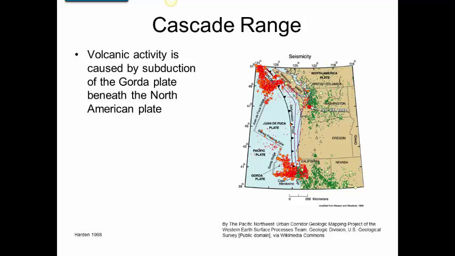So regarding the volcanic activity, we'll start by examining the Cascade Range. The volcanic activity in this area has been caused by the subduction of the Gorda Plate, which we can see down here in the southern region of this map, moving eastward underneath the North American Plate.